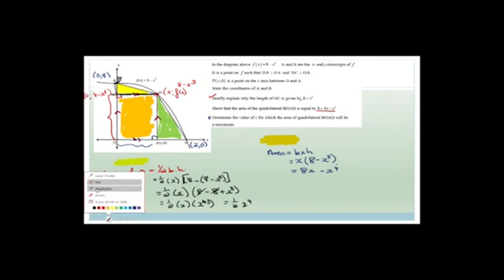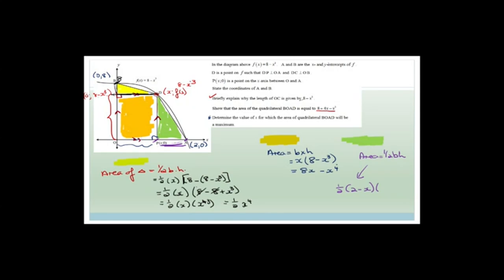And then finally, we're looking at the other triangle, the third triangle. Do you agree that the area again is a half base times height? If this is x and that is 2, then the area is given by half times (2 minus x). That is definitely 2 minus x, because that there is x and this here is 2. That difference there is 2 minus x, multiplied by the height, and again the height is given by 8 minus x cubed.